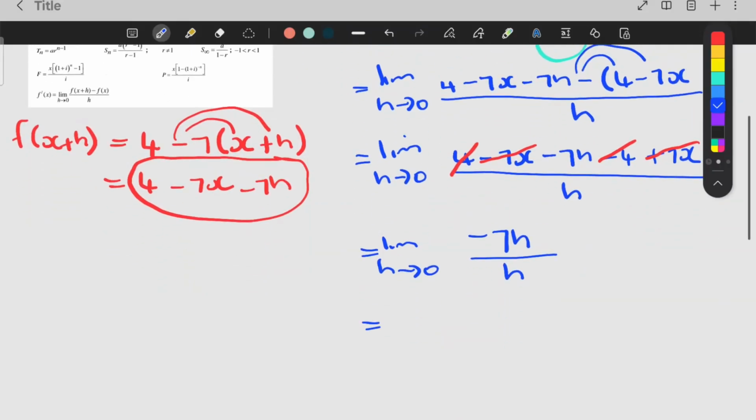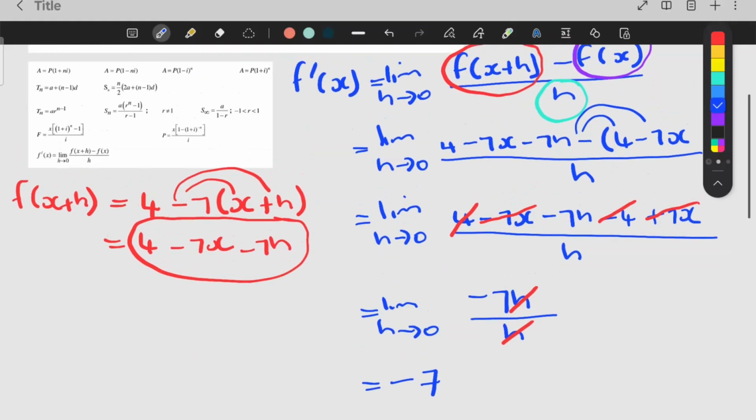Okay, and now I'm going to cancel the h's. So now we're not taking h out because it's only one term. So this h and that h can cancel. So once h is gone, I don't write the limit again. I just write the answer down. So the answer is negative 7. And that's how you do that question.